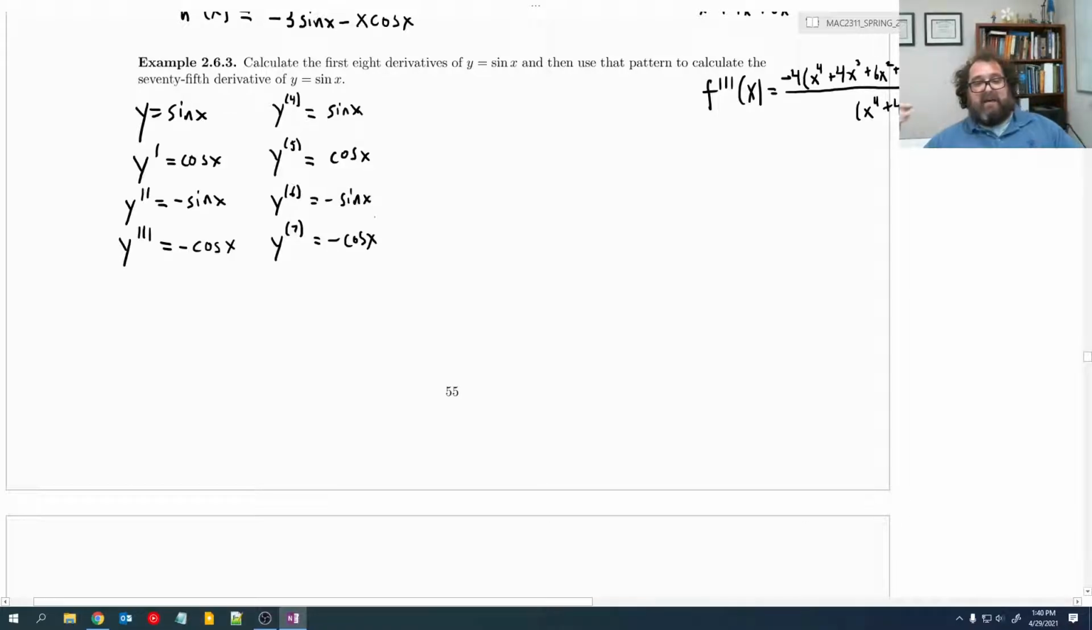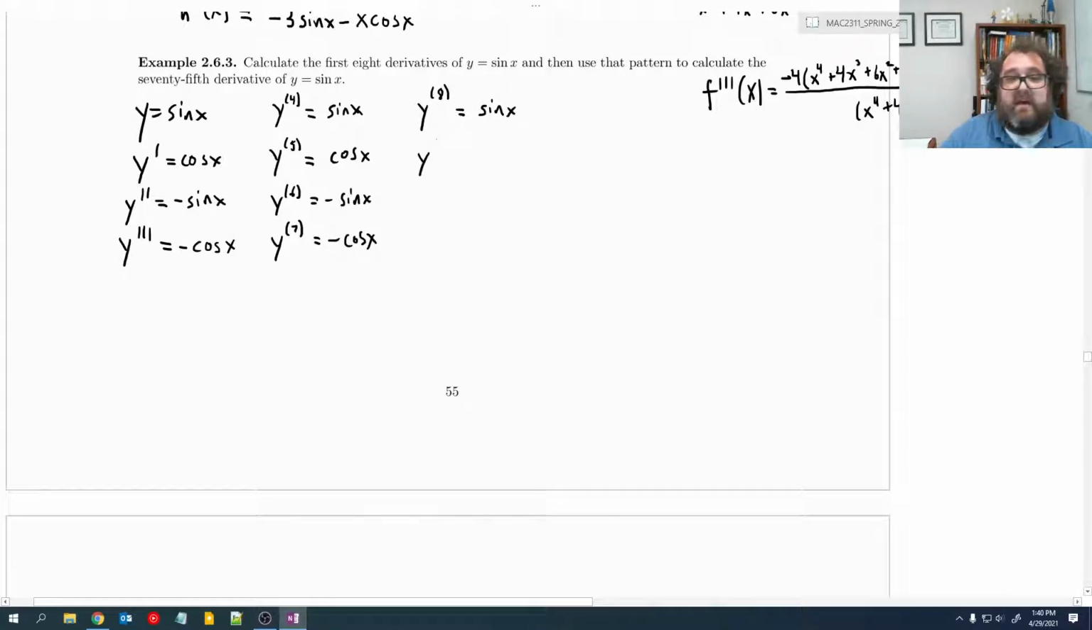And then what you see is we have this repeating pattern. Every 4 derivatives matches up. You can do another set of 4. What about if you want the 8th derivative? I said y to the 8th, that's not y to the 8th, that's the 8th derivative of y. You take the derivative of the 7th derivative. So you have negative cosine, so you take the derivative of cosine and then make it negative. But the derivative of cosine is negative sine, so the double negative is just a positive sine. And now we're at the beginning.